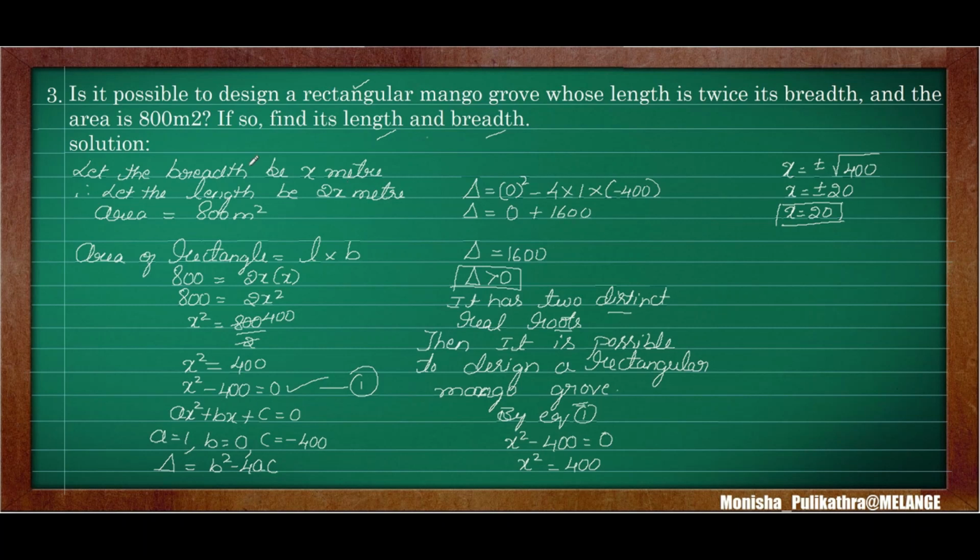Breadth is taken as x and length is taken as 2x. Therefore breadth x is equal to 20 meter and length 2x is equal to 2 into 20, that is 40 meter. So these are the things we need to find out. I hope you understood this.